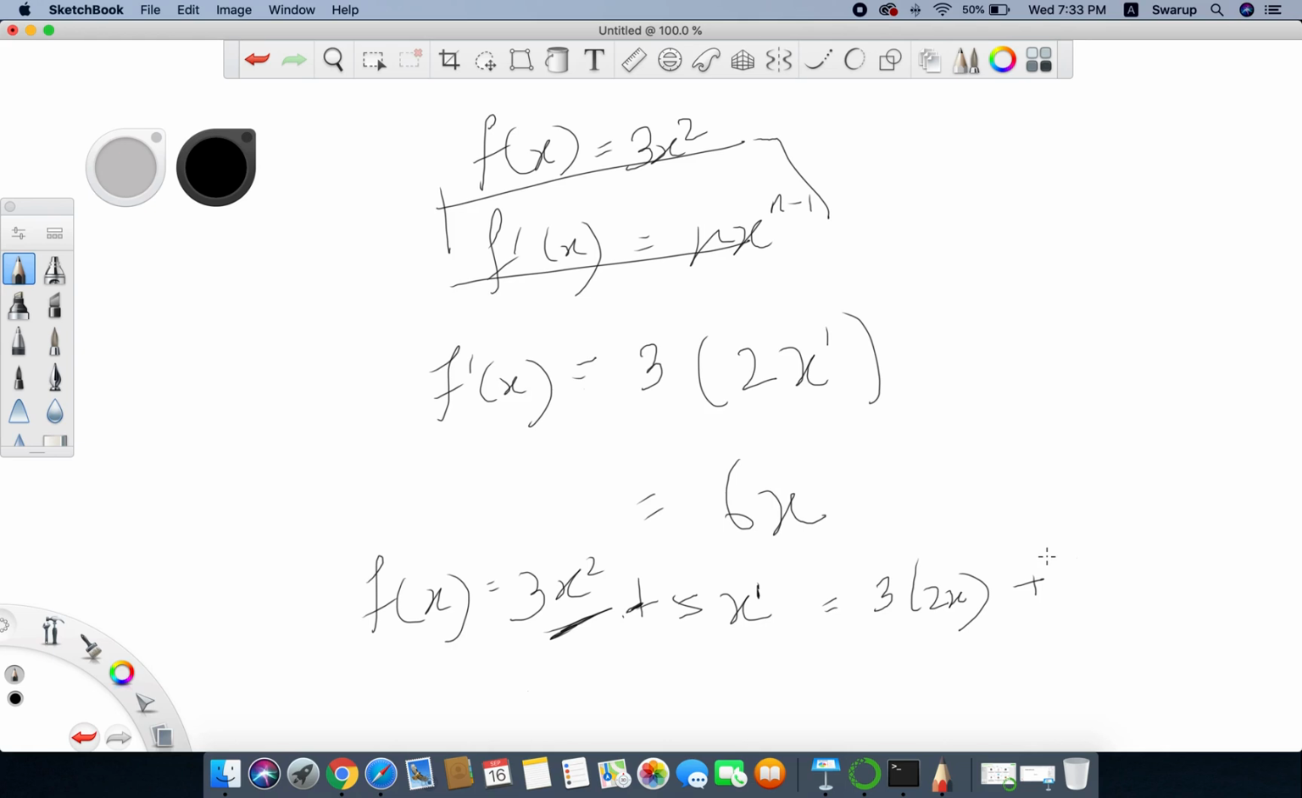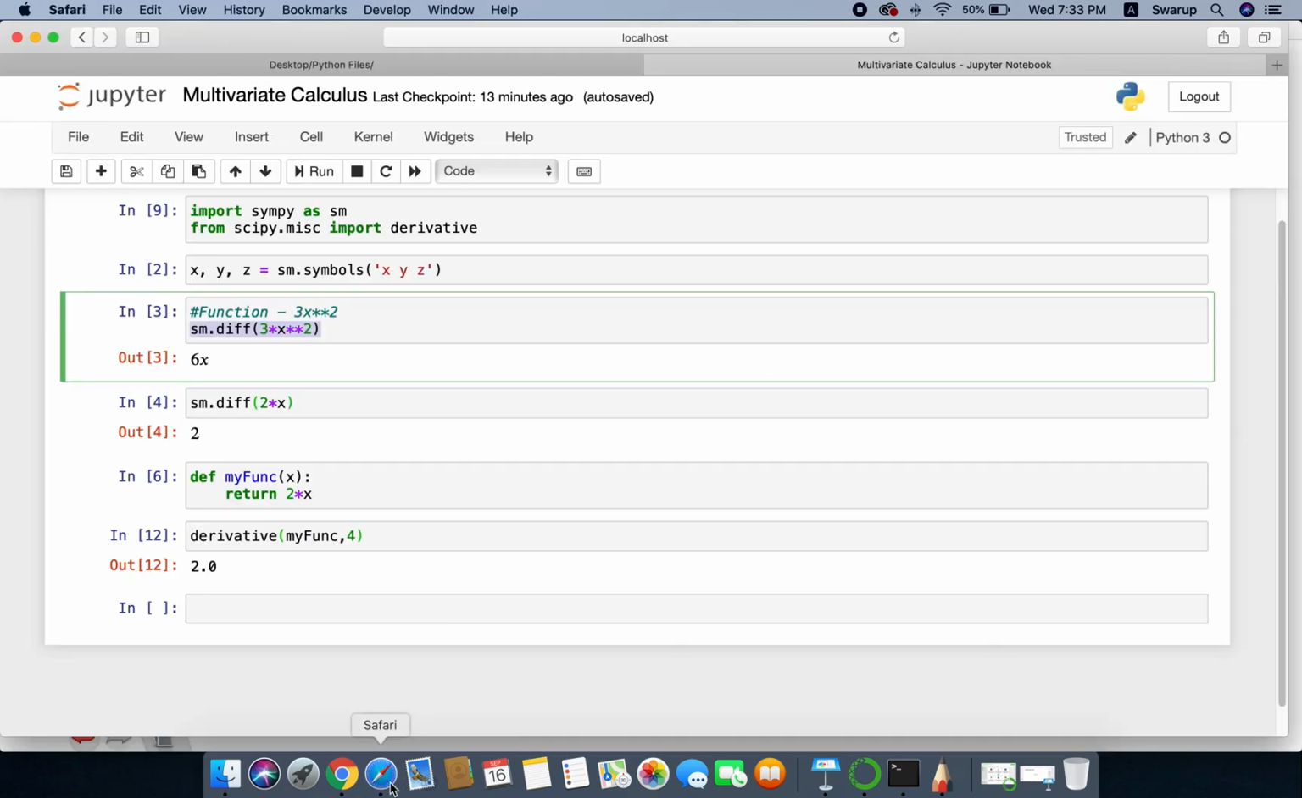So we can use the same power rule to solve this particular equation as well, that is 5 times x to the power 1 minus 1. So here we are getting 6x plus 5. We'll see if it comes out the same if we do it with SymPy. So this is what we are getting, 3x square plus 5x. We'll just try it with the SymPy package.